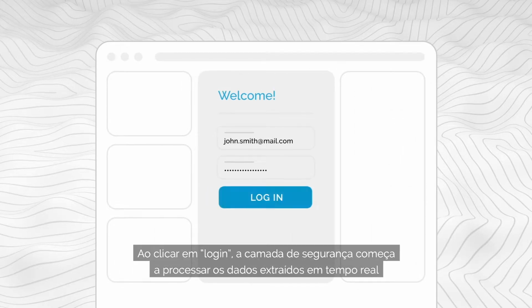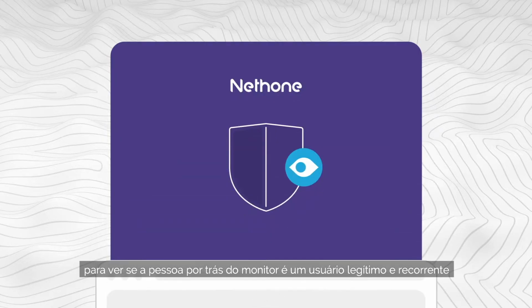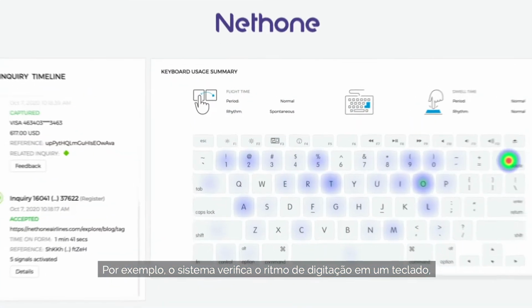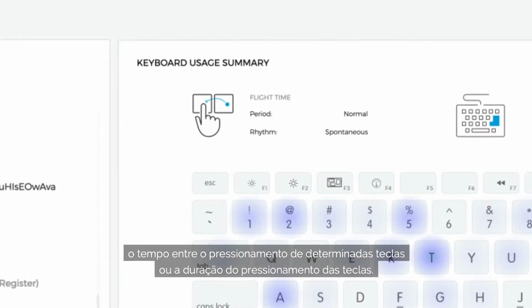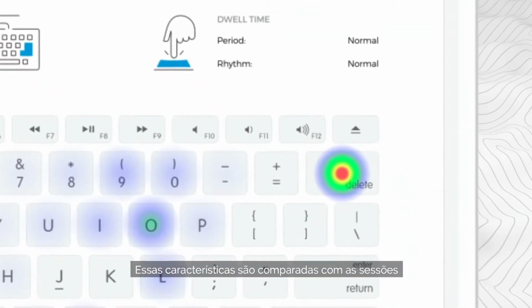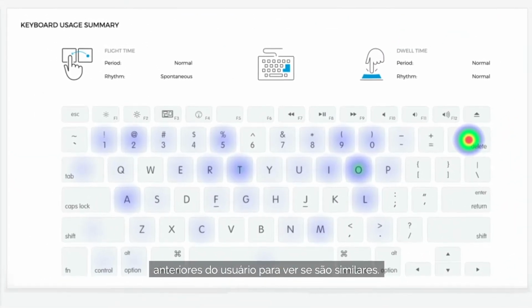background. When clicking login, the security layer starts processing the extracted data in real time to see if the person behind the monitor is a legitimate, recurring user or a fraudster trying to take over an account. For example, the system checks the pace of typing on a keyboard, the flight time between pressing particular keys, or the length of pressing the keys.